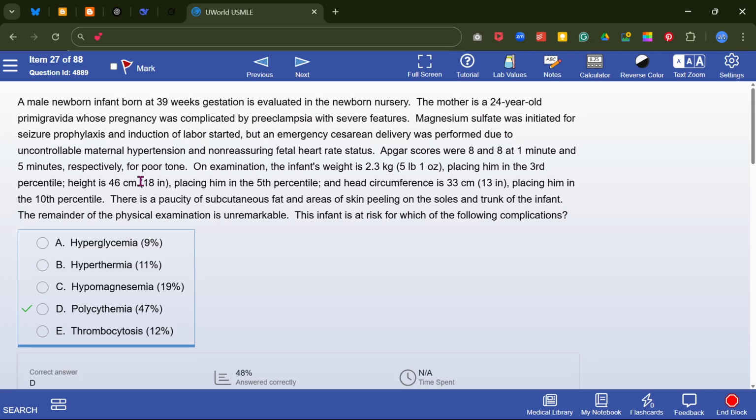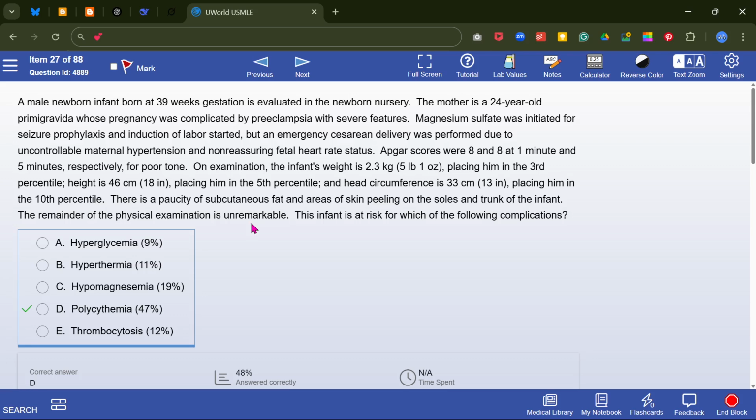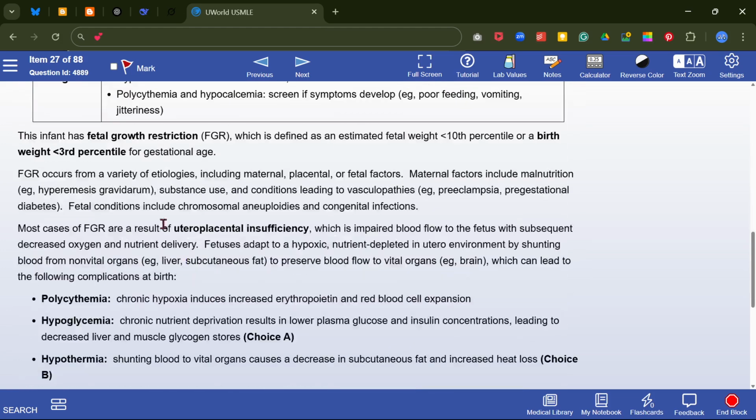Magnesium sulfate is used, and the Apgar score is 8 and 8 at 1 minute and 5 minutes. So weight is 2.3 kg, third percentile. If the fetal weight is less than the 10th percentile, it looks like fetal growth restriction. Why did it happen? It happened with polycythemia. So birth weight is less than the 10th percentile for gestational age.